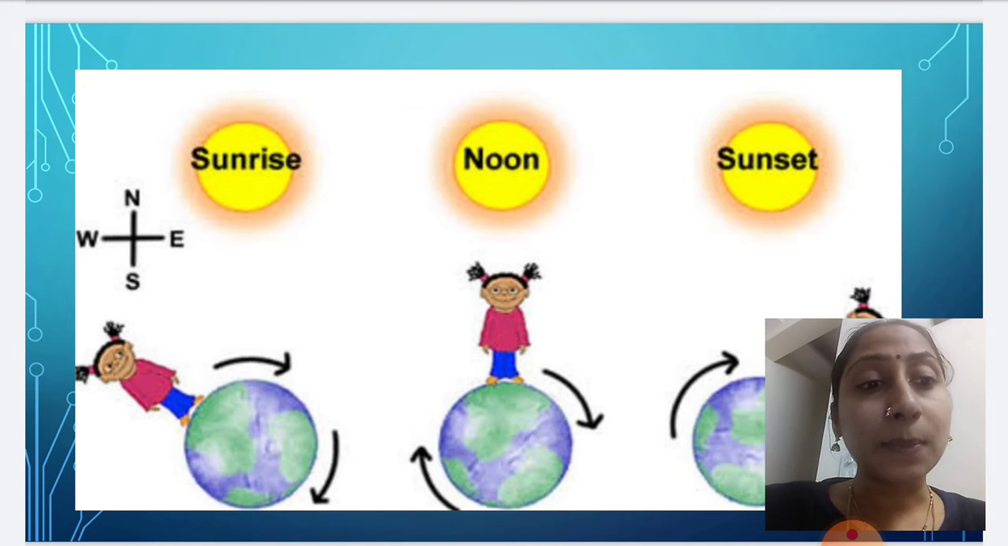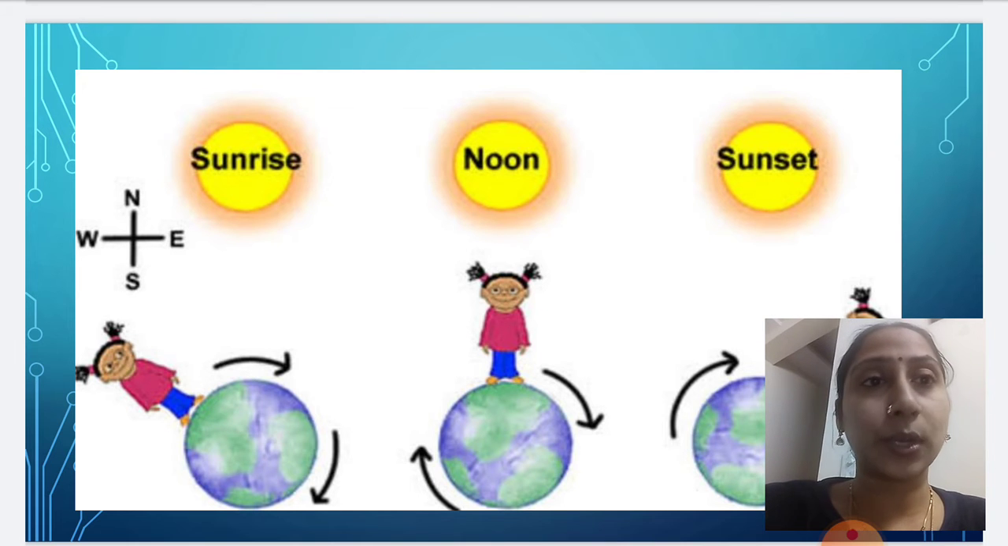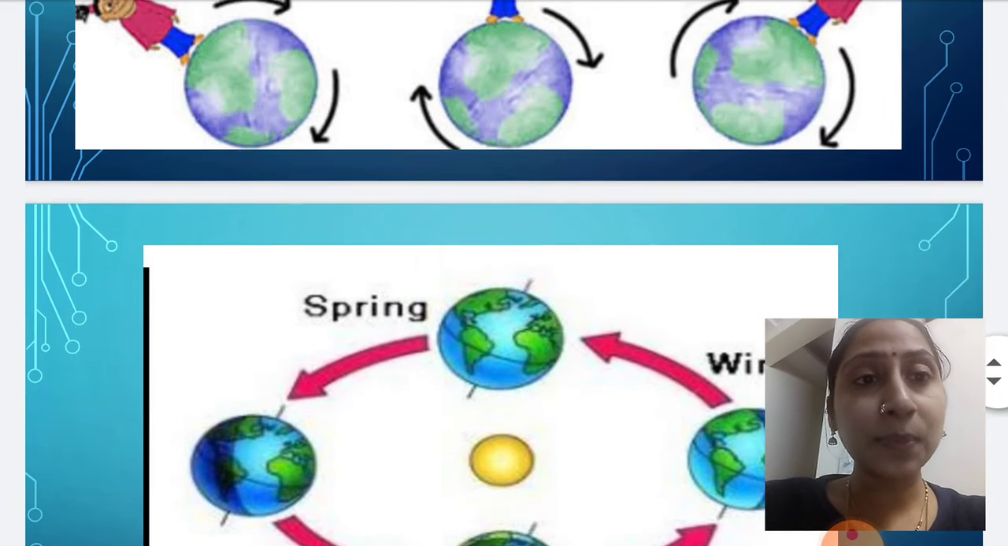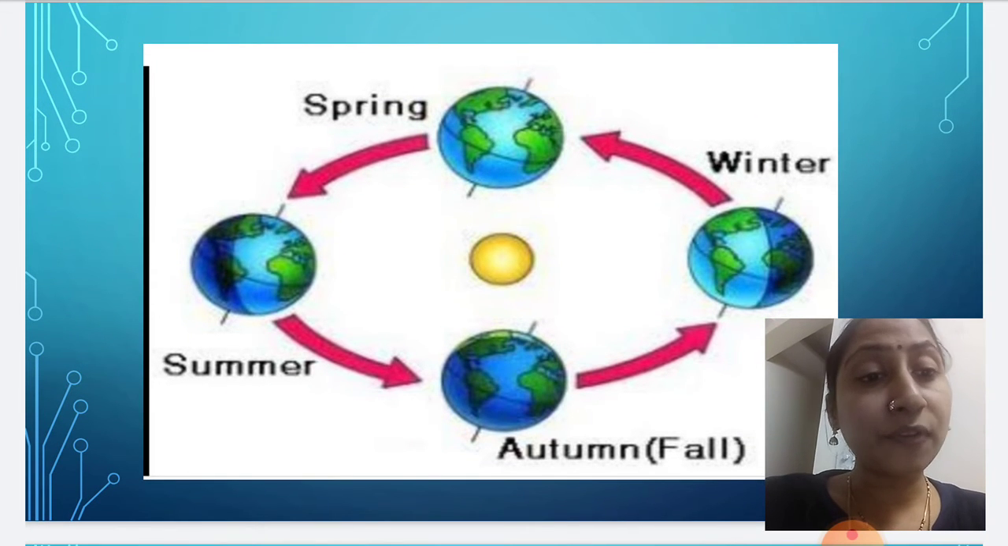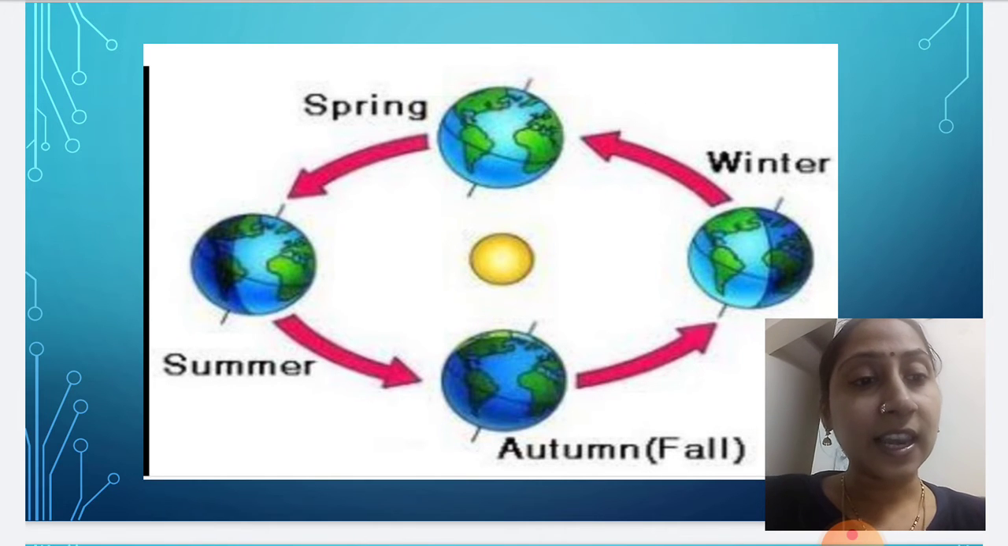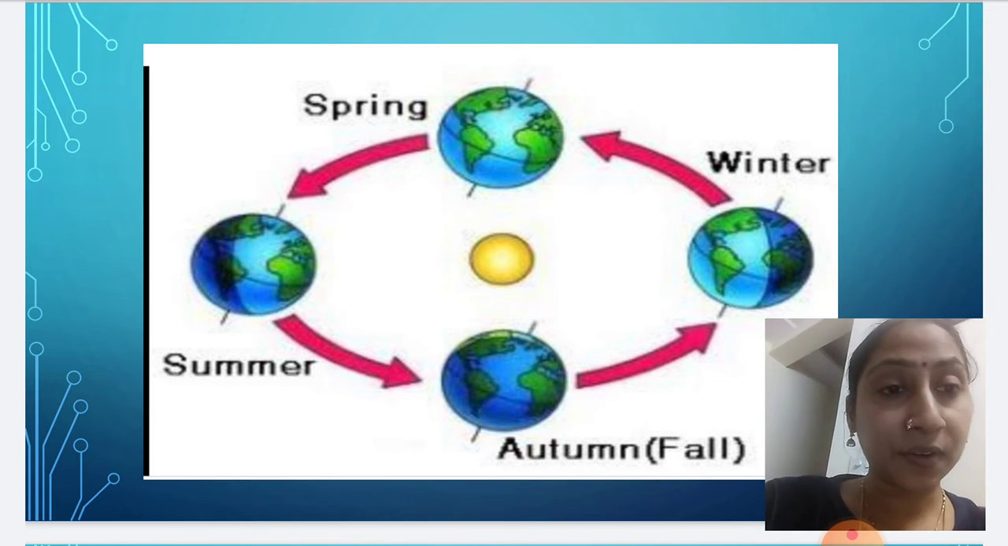Because one hemisphere of the earth would be close to the sun, so that hemisphere would receive more sun rays, so it's going to be more hot, right? And whereas what happens? The other hemisphere would be far away from the sun and it would receive less sun rays or slanting sun rays, so it's going to be winters there. So you can see here in the diagram.